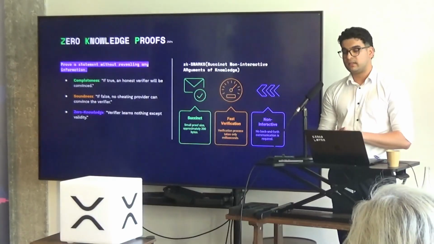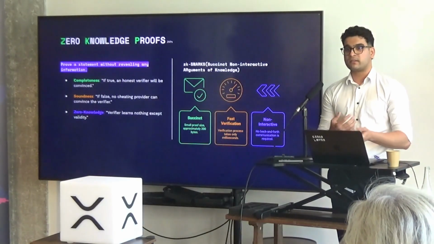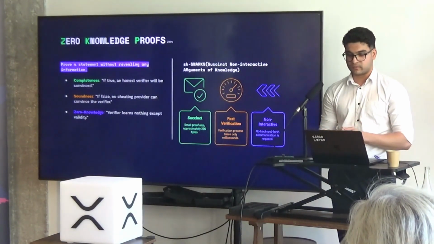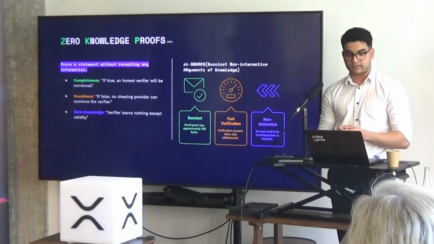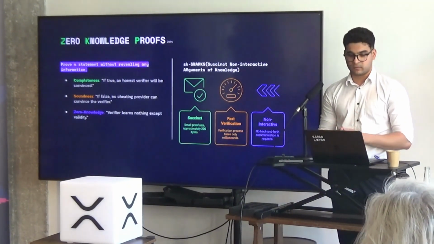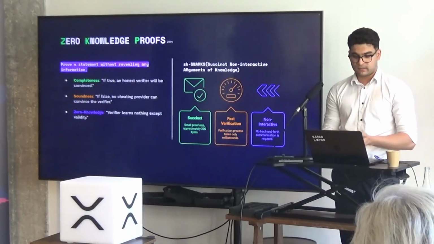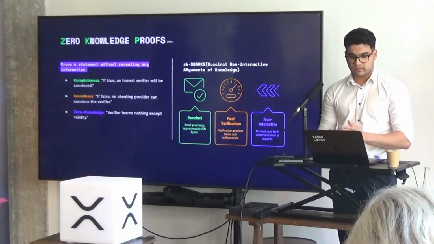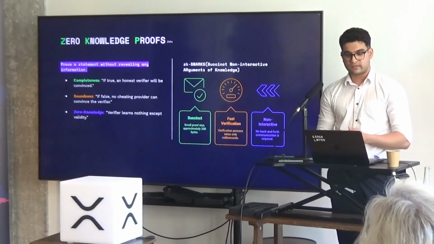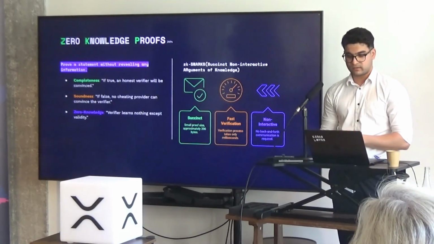We integrated zkSNARKs, which is a non-interactive version of zero-knowledge proofs. This means the interaction between the prover and verifier can only happen once. These are the certain properties of zero-knowledge proofs. We prove a statement without revealing any information.